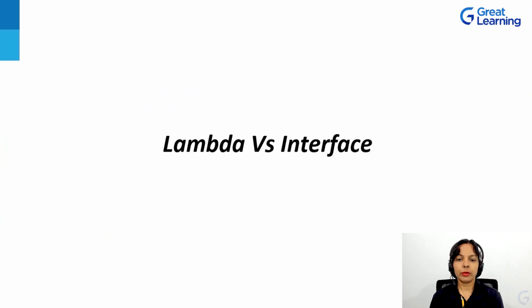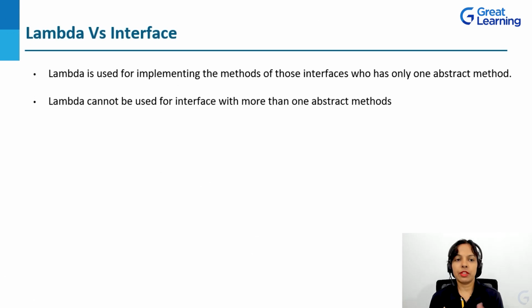Now let me talk about lambda versus interface. That is, what is the difference between lambda and interface? As lambda is interlinked or related to interface, it's important here to understand what is the difference between these two, or is there any difference? So yes, the difference is that lambda expression can be used only for those interfaces which have a single abstract method inside it. And such interfaces are called functional interfaces. So lambda expression can be used only for functional interface.